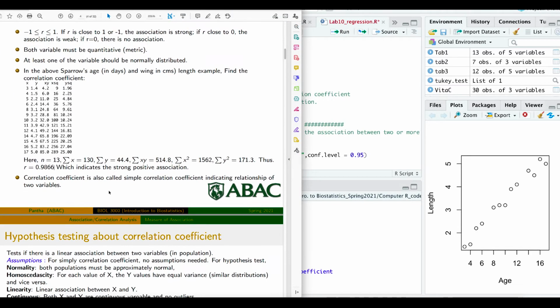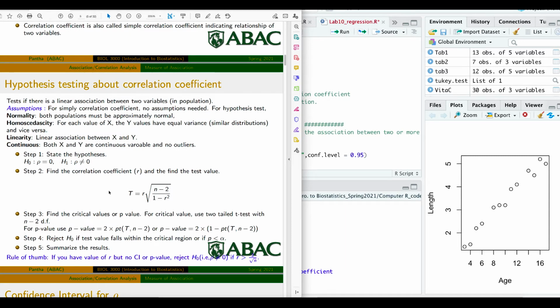Okay, so the next thing that I want to talk about here is hypothesis testing. How do you test the hypothesis? Because whenever you find the correlation coefficient, that is the sample correlation coefficient, lowercase r, right? One of the main goals of statistics is you find some findings from a sample and you apply that to the population. So you want to test the hypothesis in the population, but you want to use the findings or statistic from the sample. That's what it says. The hypothesis testing about the correlation coefficient: test if there is a linear association between two variables in the population or not.